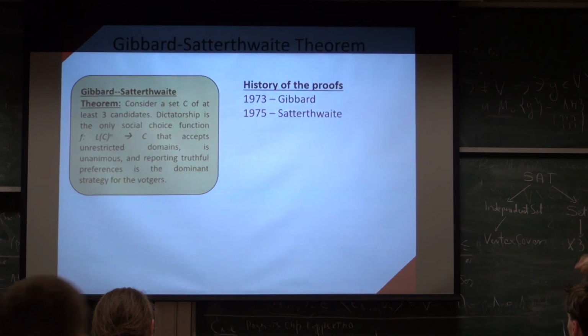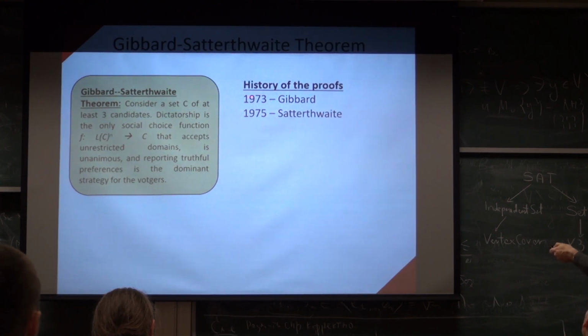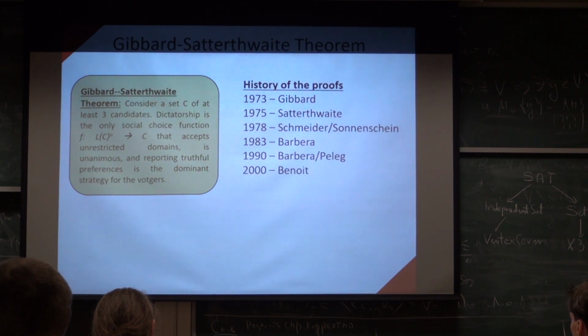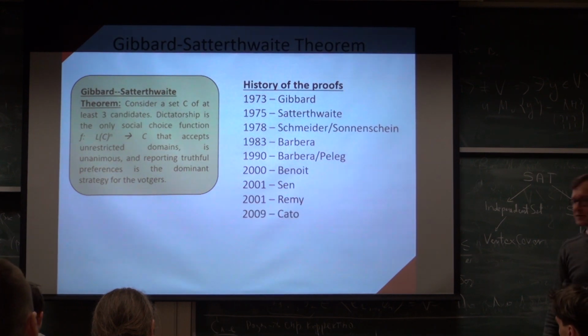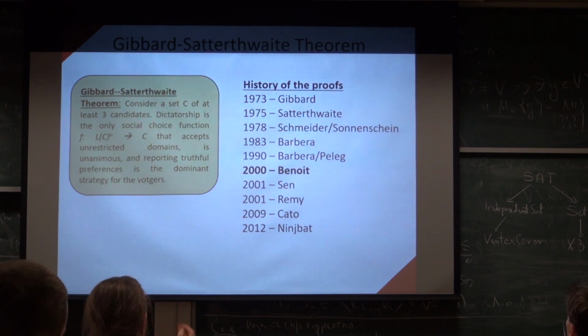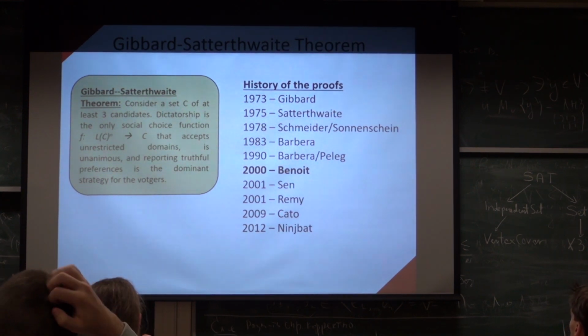To show just how popular a theorem it is among economists, the original proof was from Gibbard in 73, independently by Satterthwaite 75, then Schmeidler-Sonnenschein 78, Barberà 83, Barberà-Peleg 90, Benoit 2000, Sen 2001, Reny 2001, Kato 2009, and others up to 2012. And we will be using the proof of Benoit because it's the simplest. Of course, many of these proofs were doing other things in between. But if there's one true theorem in economics, this is it.